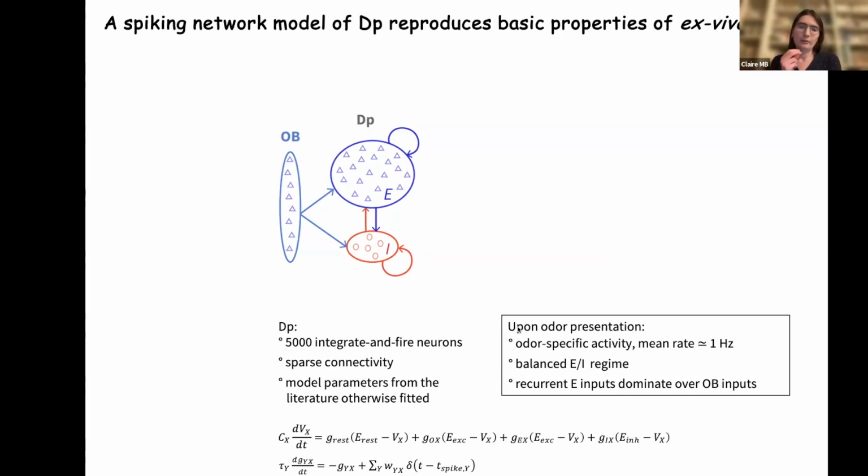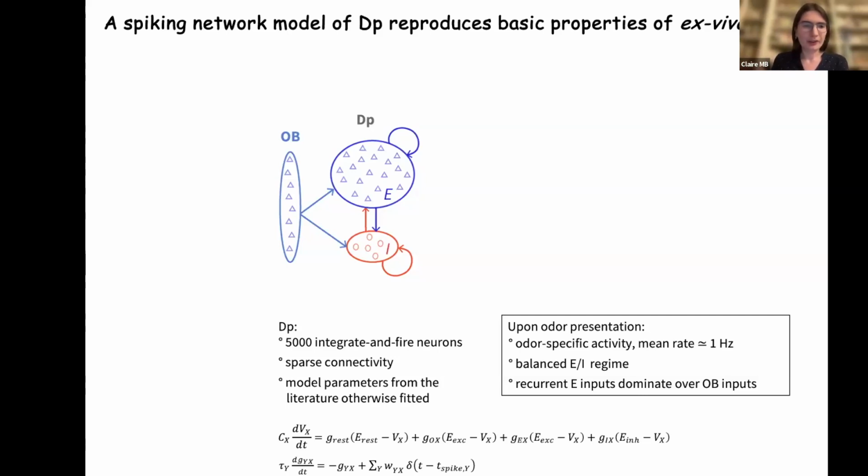So here we know that upon odor presentation, each odor will activate a different pattern of activity, and the mean rate is of the order of 1 Hertz. Also, upon odor presentation, DP enters a balanced EI state, which means that excitation and inhibition are both strong and establish an average membrane potential near spike threshold. And lastly, a large fraction of the excitatory inputs consist of recurrent inputs, so inputs from other DP excitatory neurons.